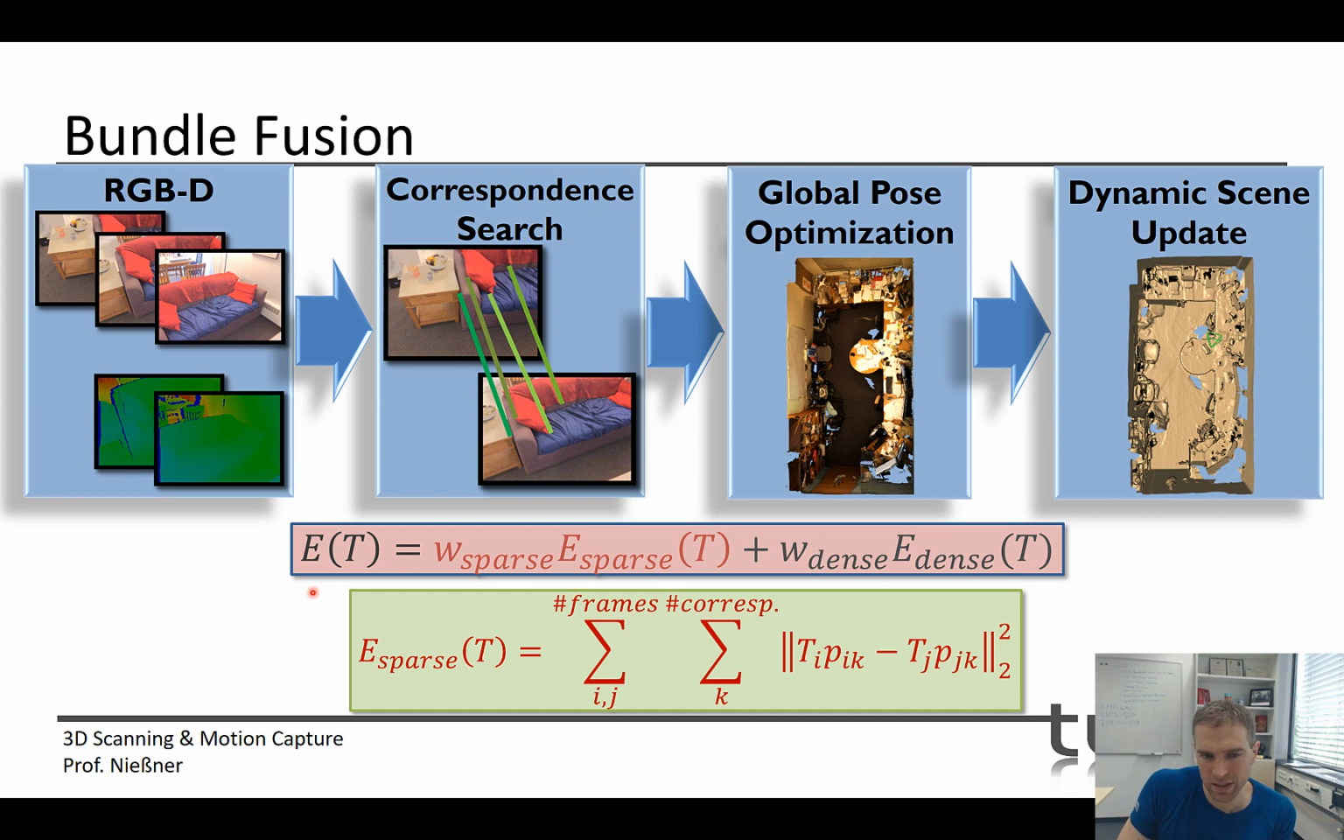So bundle adjustment has two terms. It has a sparse feature term and a dense feature term. The sparse feature term is essentially RGBD bundling, right? So you're using SIFT matches, you're taking frame pairs, you're finding correspondences between those frame pairs. And each frame has a transformation T. And then you're having the correspondences, p_i^k and p_j^k, right? You're finding these based on SIFT matches. You're globally optimizing this with Levenberg-Marquardt, Gauss-Newton, or whatsoever.